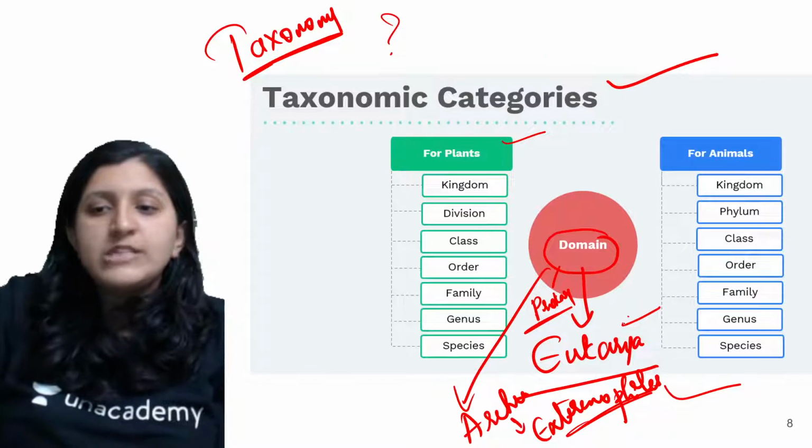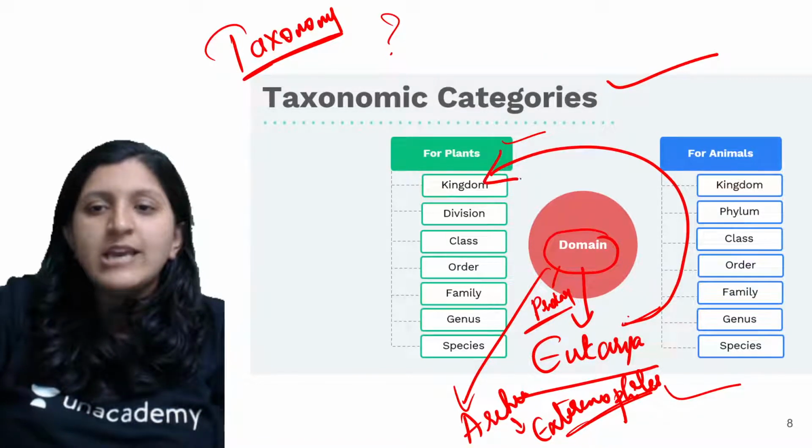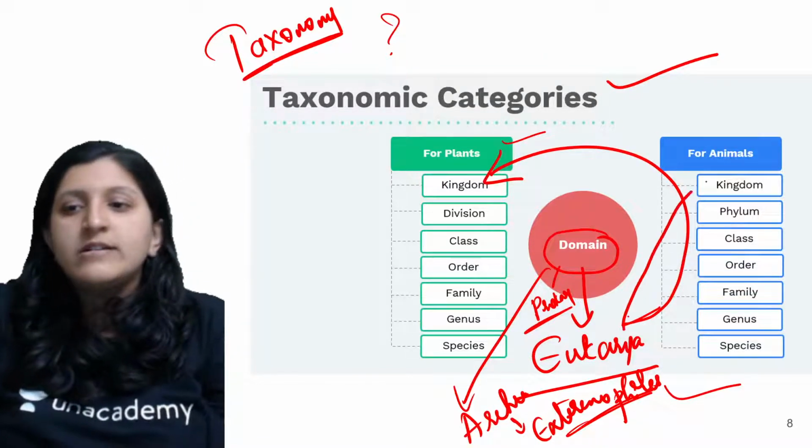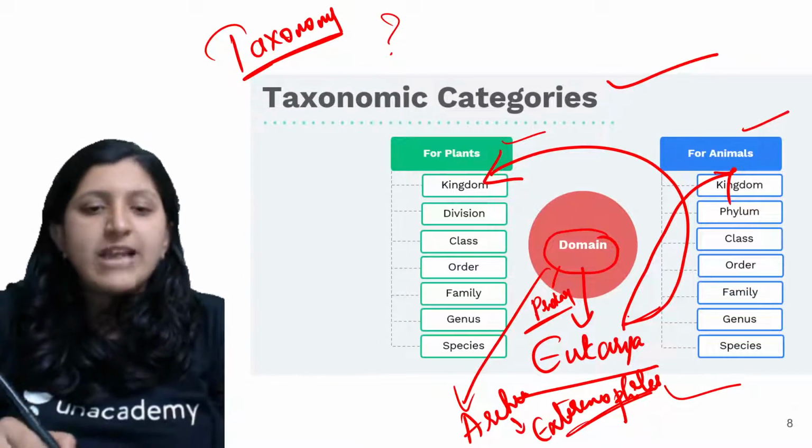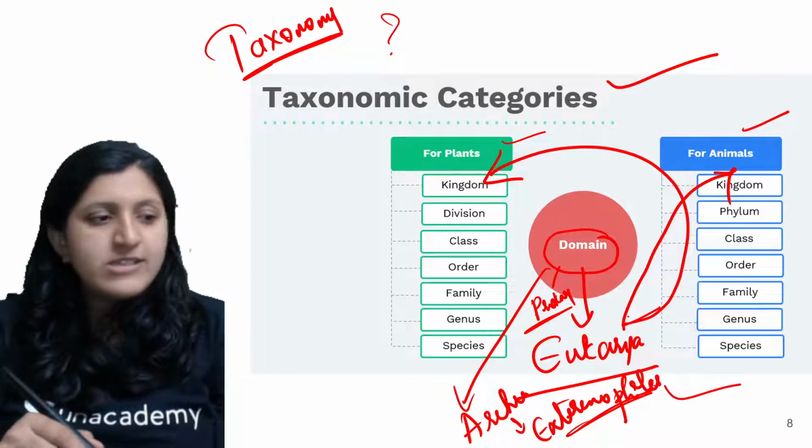So Plantae is Eukarya, and the animal, Animalia, is also Eukarya. Now let's have a look at the classificational study.